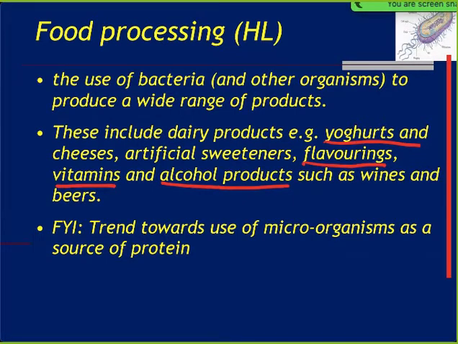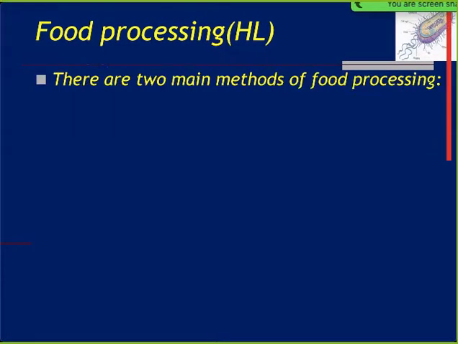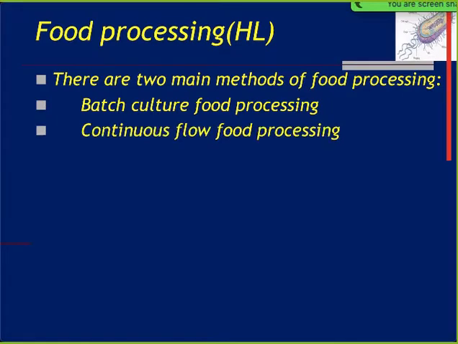Okay, so we have two methods that we're going to talk about that are going to be used commercially. Yes, we'll come back to these guys. So there's two main methods. So one is what's called a batch culture food processing, and the other is what's called continuous flow. So batch culture does what it says on the tin, in that you make your product in batches, and the continuous flow, you will make it all of the time.